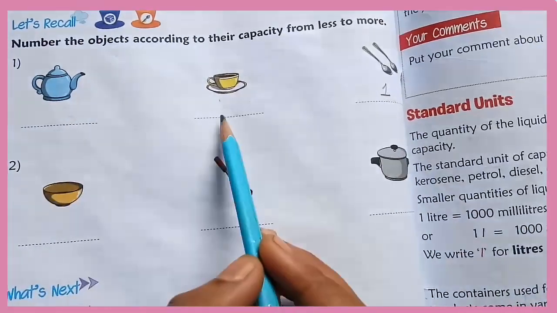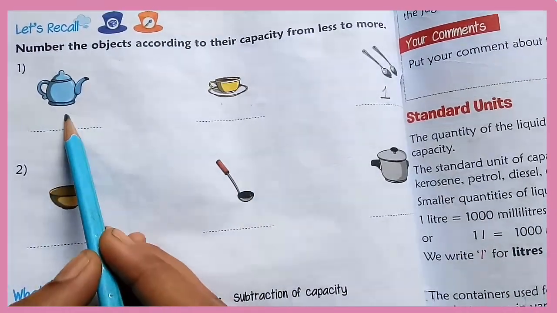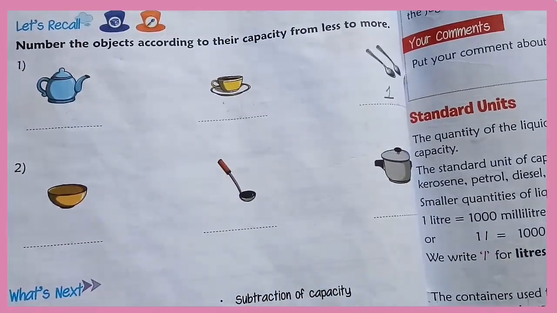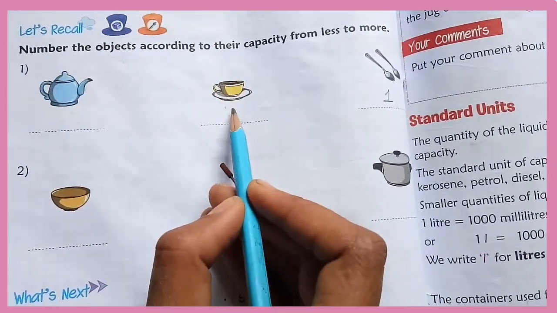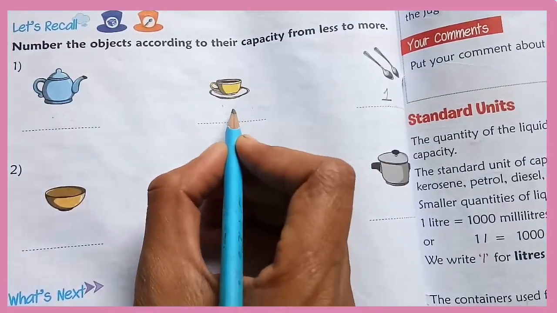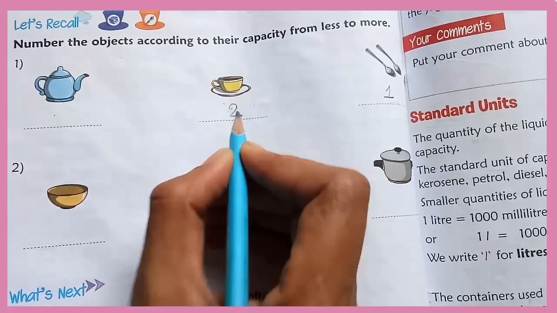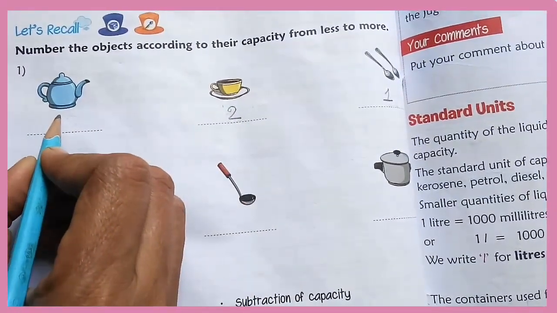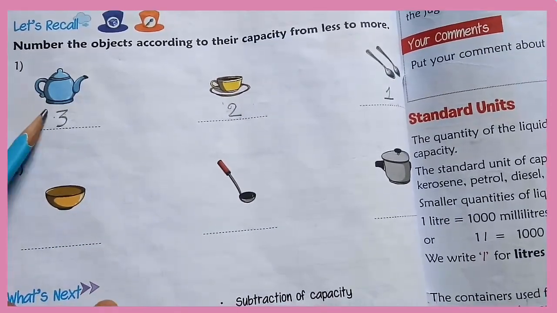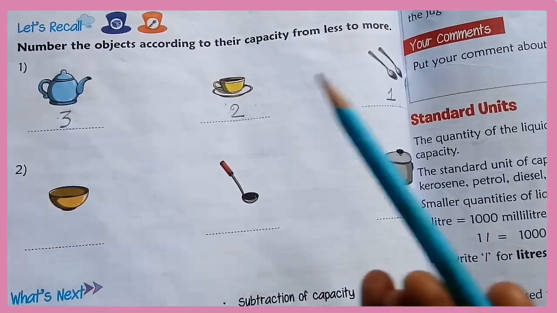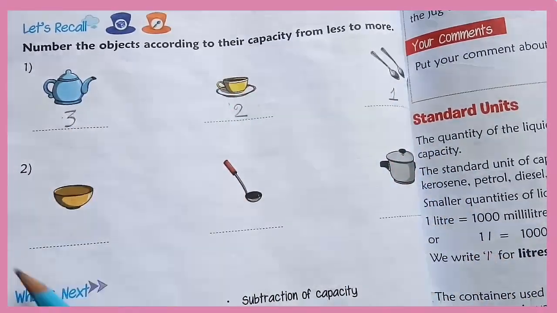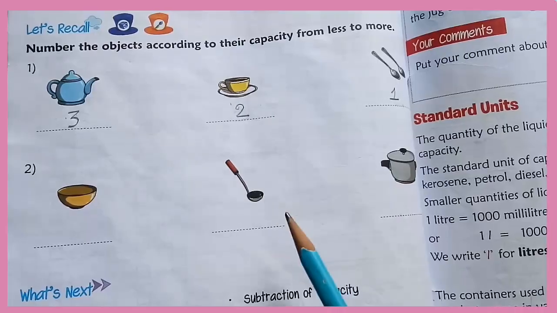Okay, so now come to these 2 objects. This is a teapot and this is a teacup, right? In these 2, which is the smaller object? The teacup, it is the smaller one compared to the teapot. So it has less capacity. So write down 2 here. Next write down 3 here because it is big in size. So it has more capacity. The spoon has less capacity. Students, in the same way you have to do the second one at home.